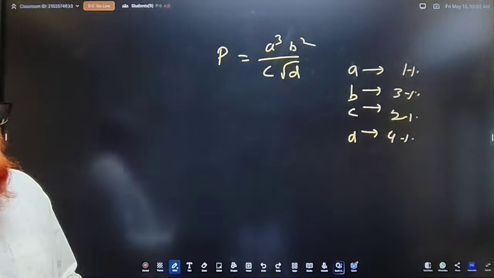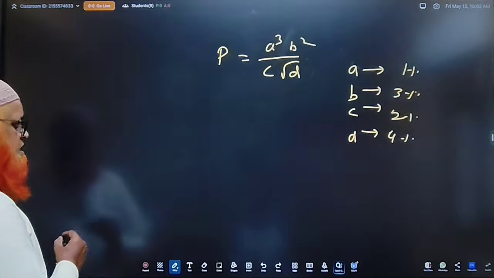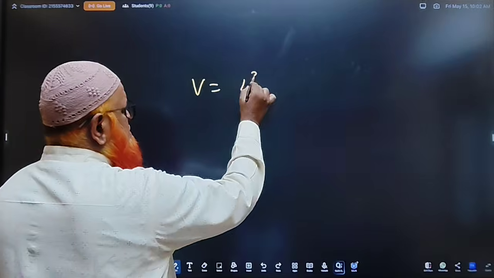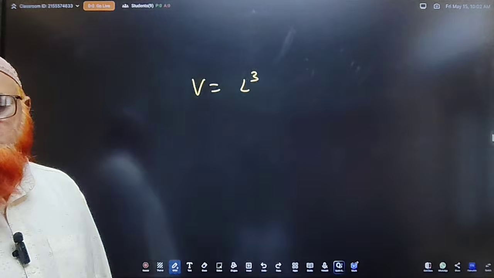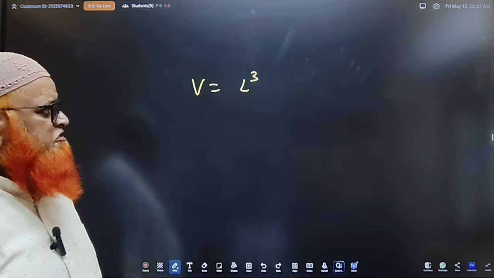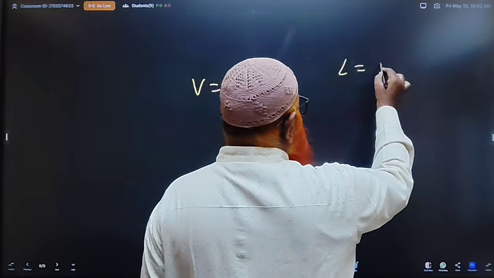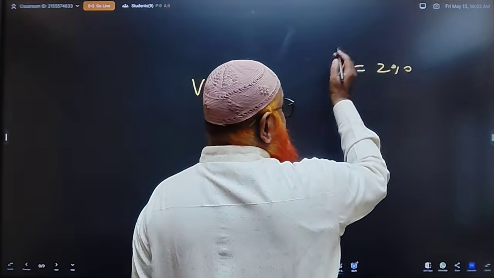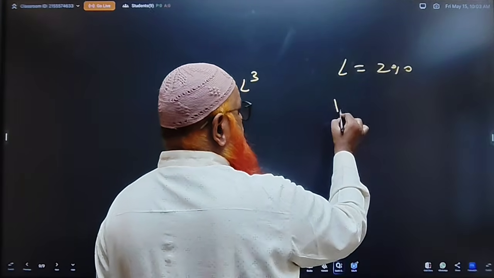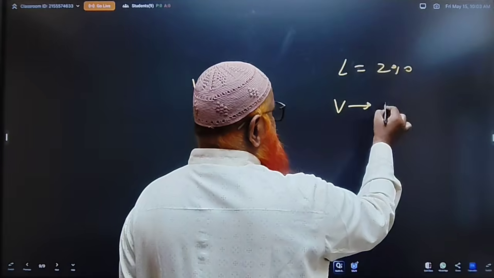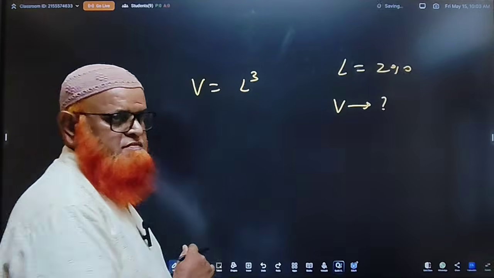How do you find the percentage error now? The simplest technique is, whenever you get volume, you write L cubed. If the percentage error in length is 2%, what is the percentage error in volume he is asking? What will you write? 6%.